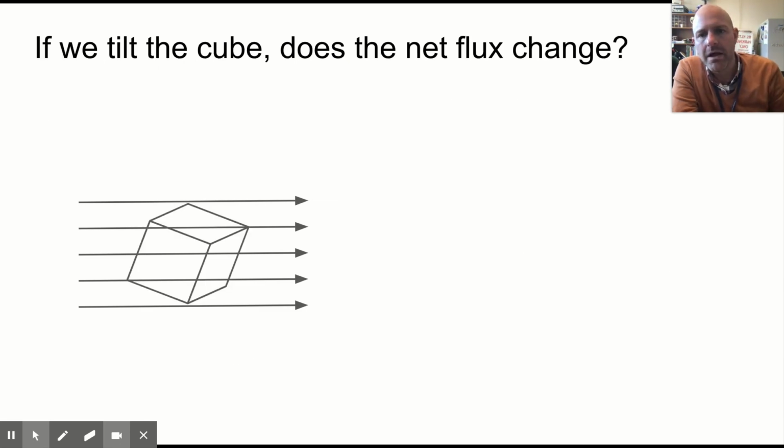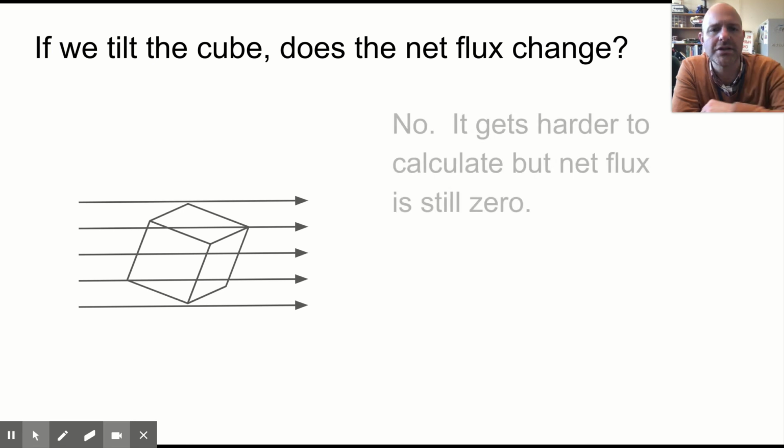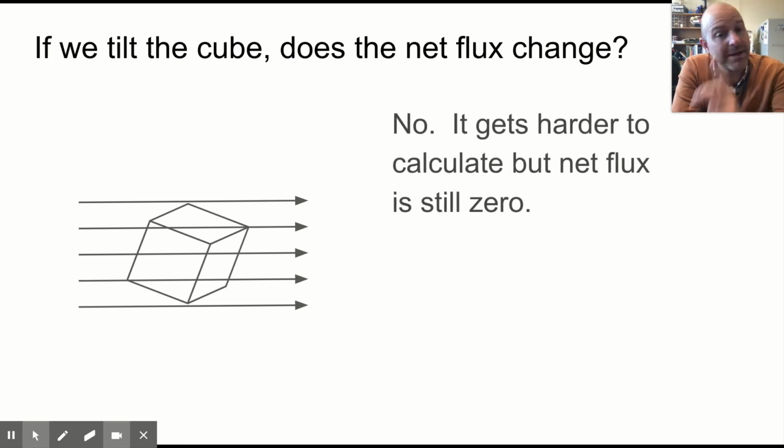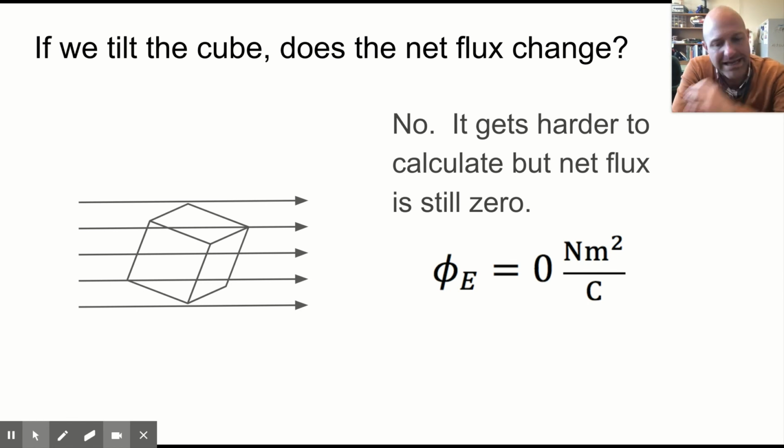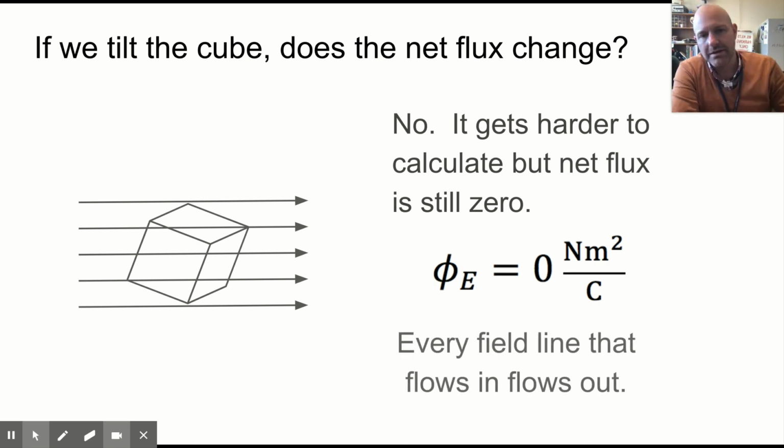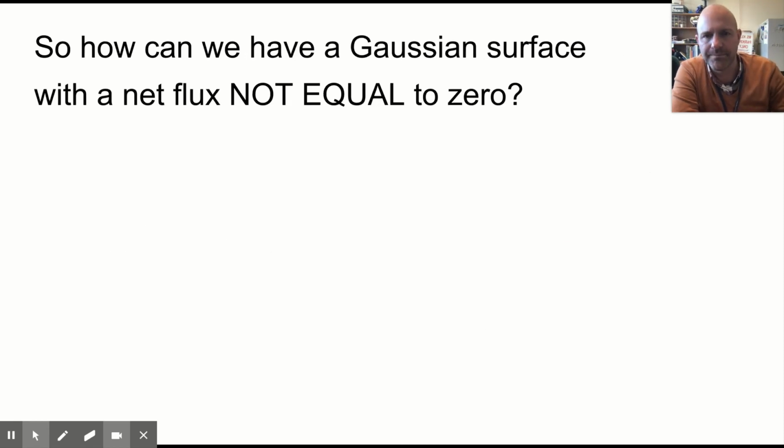If we tilt the cube, does the net flux change? It does not. It becomes harder to calculate because now every side has some flux, positive and negative, and we need to deal with all these angles. But visually, every line of electric field that goes in also comes out. That is what we want to see: for a closed surface in this uniform electric field, the same amount of flux goes in and out. Every field line that flows in flows out, and that means our net flux is going to be zero.